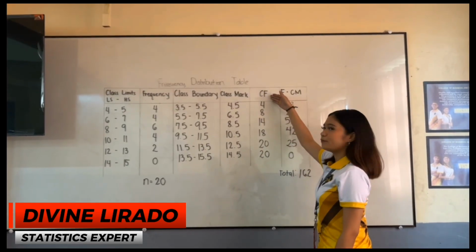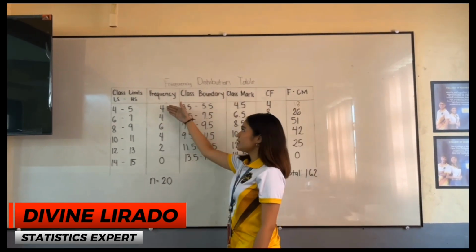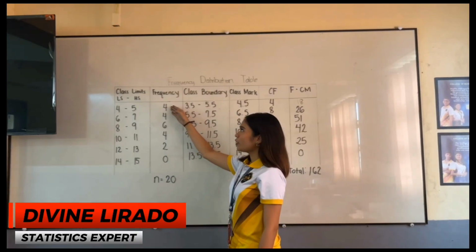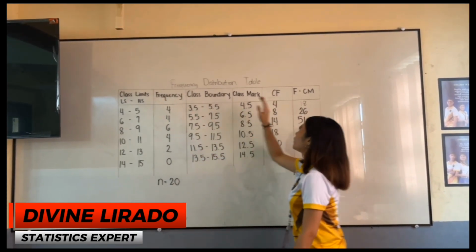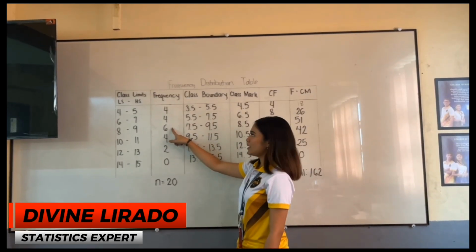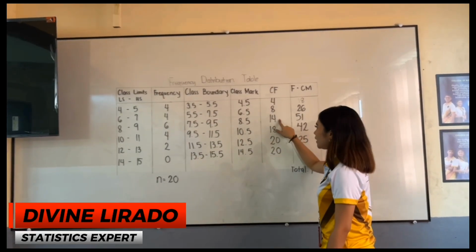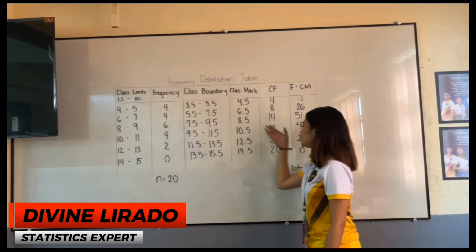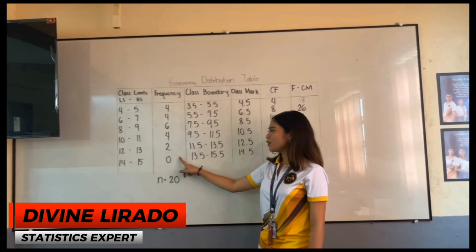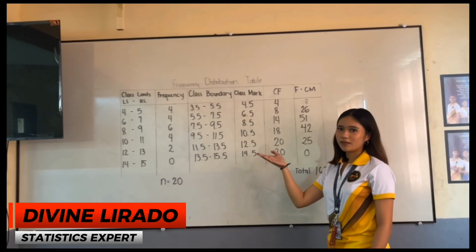For the cumulative frequency naman, we need to add frequency from first to last. So 4, we need to copy this here. And then 4 plus 4 is equals to 8. And then 8 plus 6 is equals to 14. And then 14 plus 4 is equals to 18. And then 18 plus 2 is equals to 20. And 20 plus 0 is equals to 20. So ang N po natin is 20 and perfect.